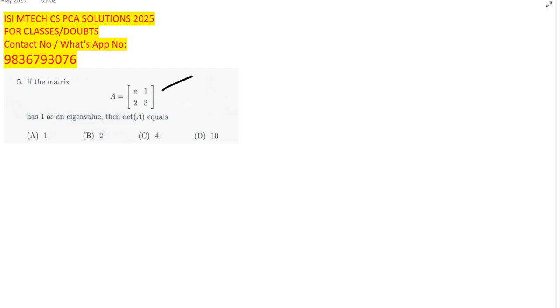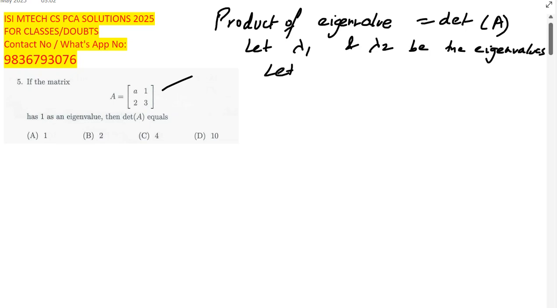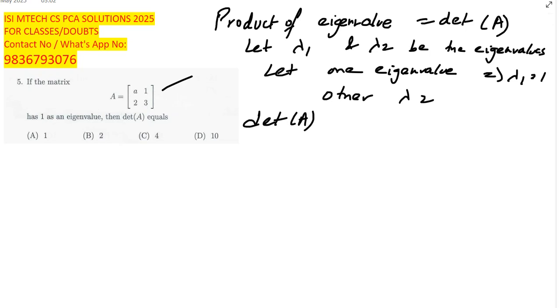So here the fact we will use first for solving is product of eigenvalues is determinant of A. So here we are considering the eigenvalues. So let one be given, then the other will be determined. So now determinant of A will be very easy to find out.